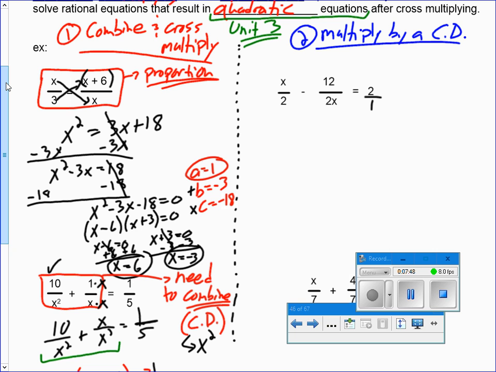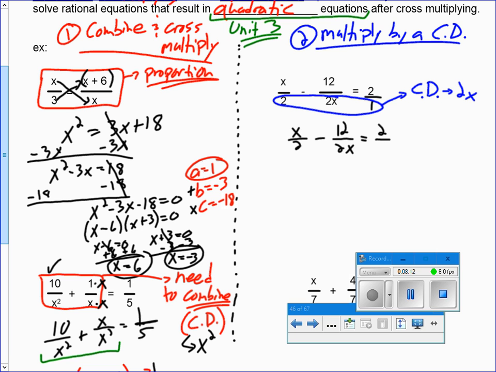Now just like before, I'm going to be looking for a common denominator. I'm going to look for a common denominator throughout the whole problem, so between 2, 2x, and 1. My common denominator here would be 2x. So what that means, I'm going to take this equation and multiply everything by 2x.